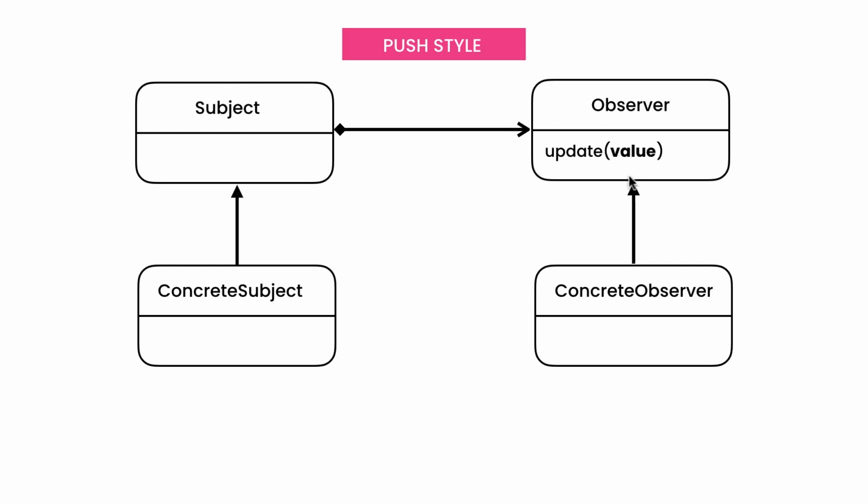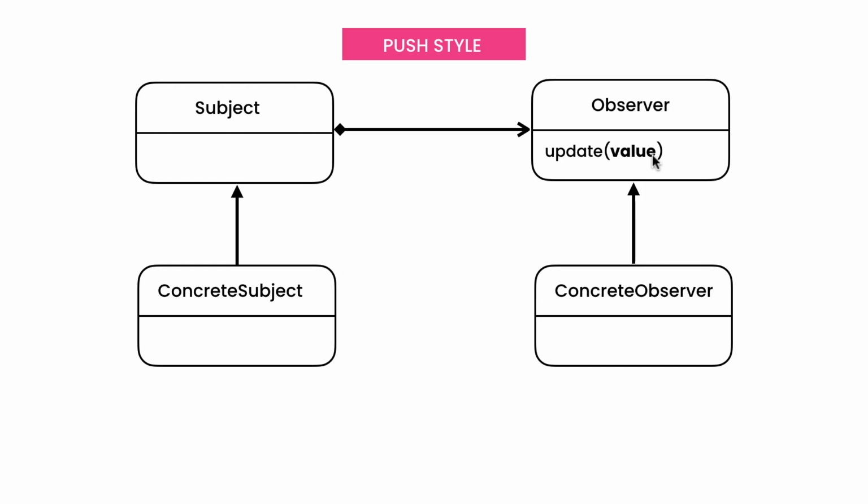Now, with this design, as you can see, this concrete observer, this is a real class, is not dependent on this concrete subject. It knows absolutely nothing about it, because it receives all the data it needs in the update method. However, there is a problem with this approach.